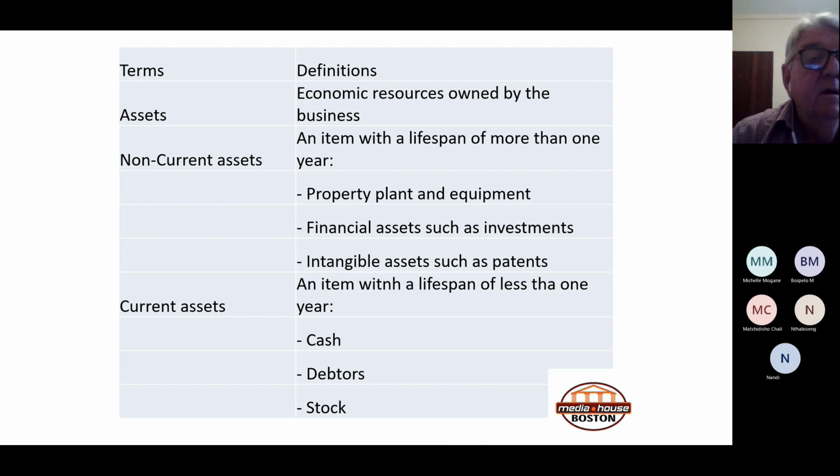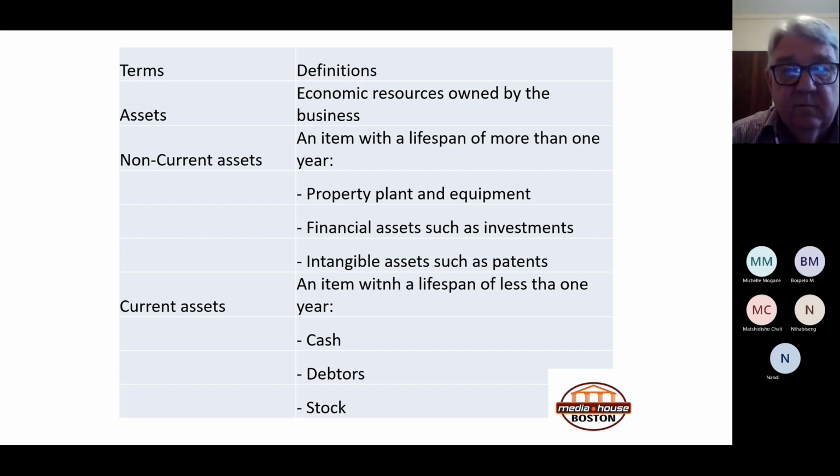Okay, so if we look at the terms, the definitions, assets are economic resources owned by the business. Then non-current assets, these are items with a lifespan of more than 1 year. Typical non-current assets: property, plant, and equipment, financial assets such as investments, and intangible assets such as patents. Okay. Current assets, on the other hand, these are assets with a lifespan of less than 1 year.